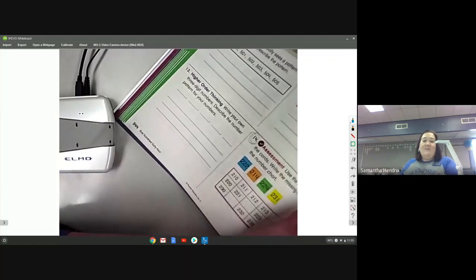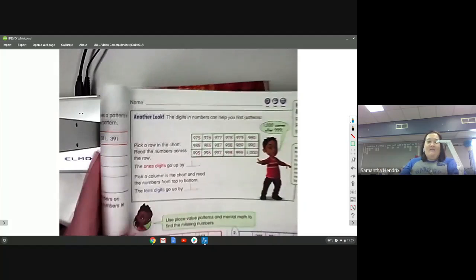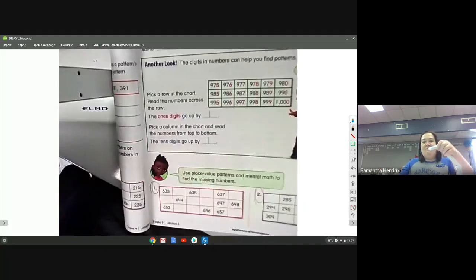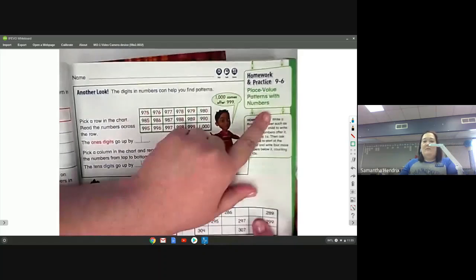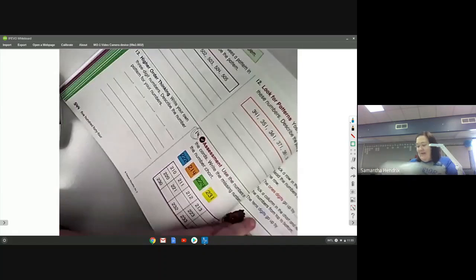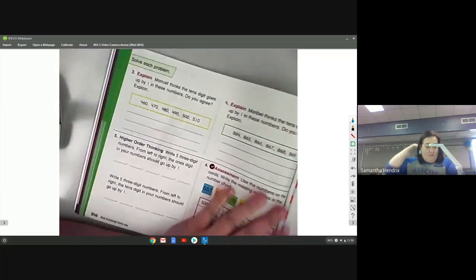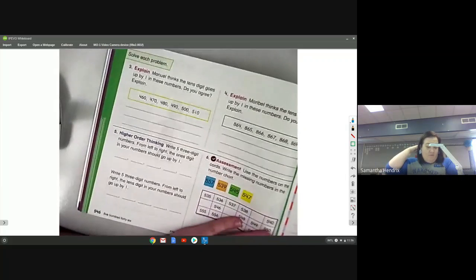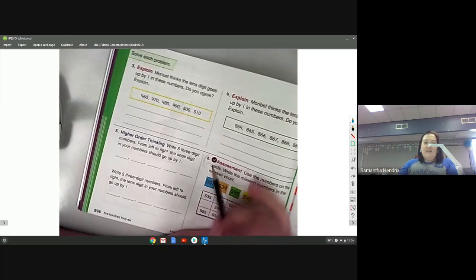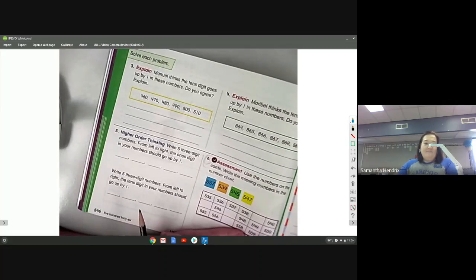This is on the homework page, the 9-6 homework. On the back. Do number 6 and take a picture. Okay? Good work today.